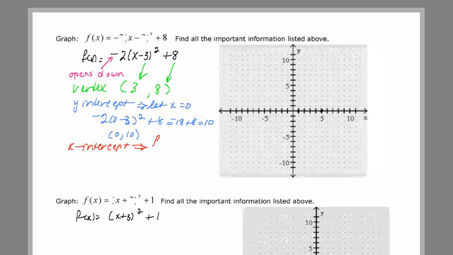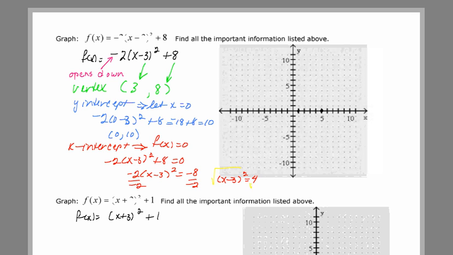The x-intercept, it says to let f of x equal 0 and solve the quadratic equation. So let's take the function negative 2 times (x minus 3) squared plus 8, set that quadratic equal to 0 and solve it. Well, this is a format that's easy to solve, and we'll start by first taking the 8 over. Negative 2 times (x minus 3) squared is equal to negative 8. Then we divide by negative 2, which will give me (x minus 3) squared equal to 4.